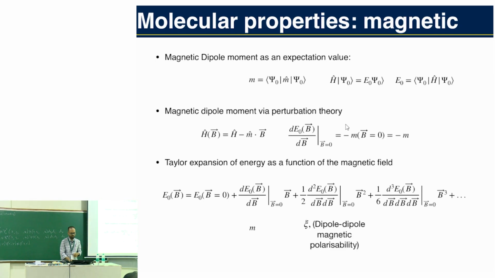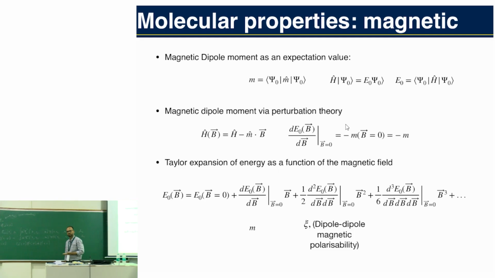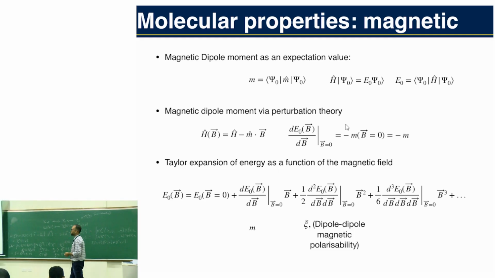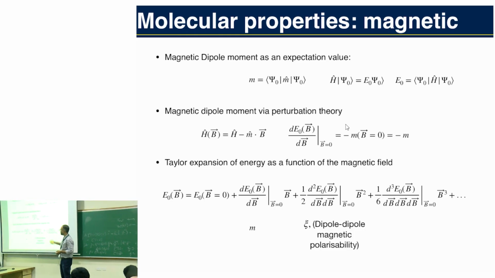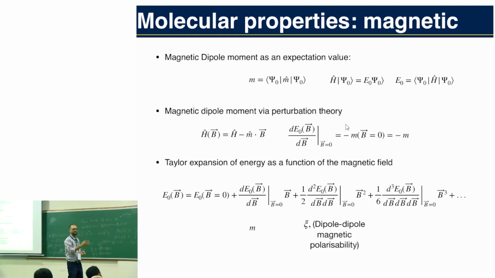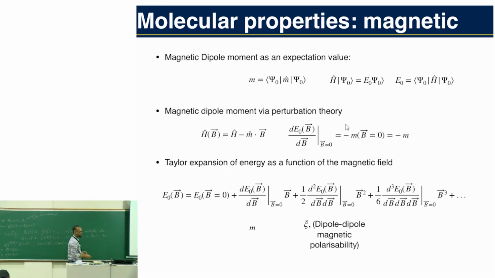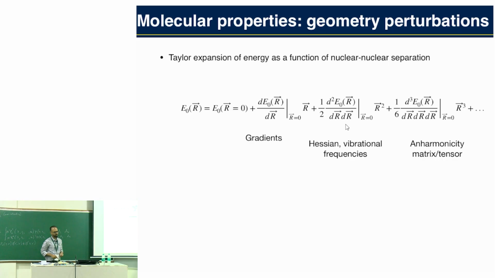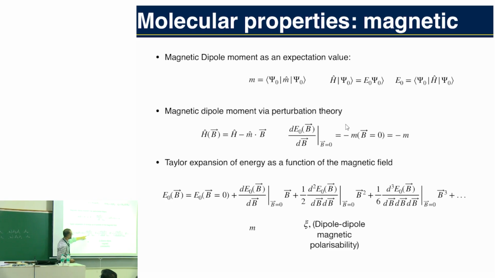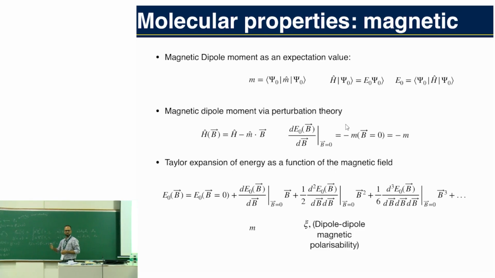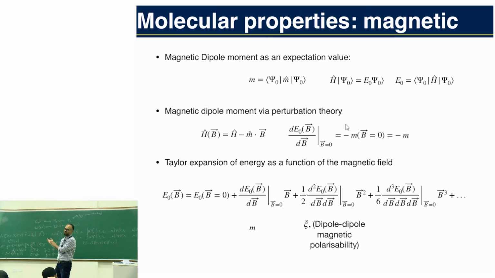Now similarly, you can also define magnetic properties in the same way. Instead of an electric field, if you were to apply a magnetic field, that is going to couple with the magnetic dipole operator of your system. Then you can do a similar Taylor expansion. I think I'm missing something. Yeah, so you're going to get the magnetic dipole moment. There should be a minus here. And then you're going to get magnetic polarizability and so on and so forth. So if your code doesn't print magnetic polarizabilities, you can do this very simple thing.